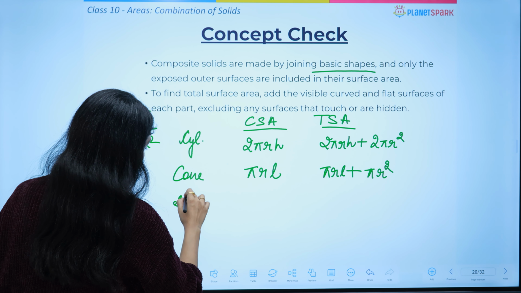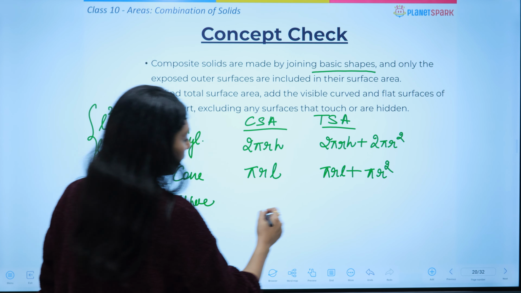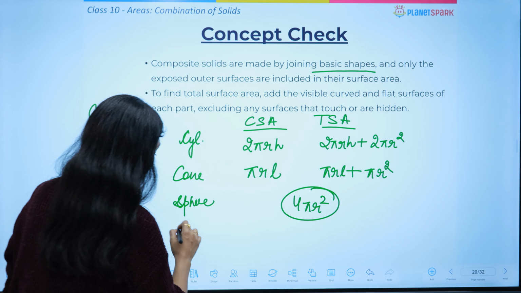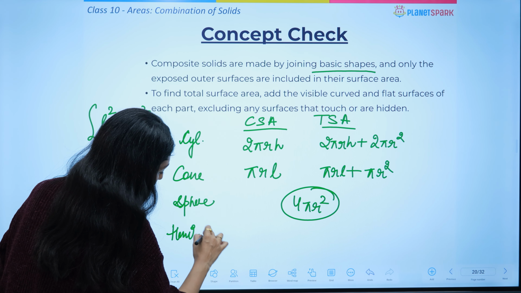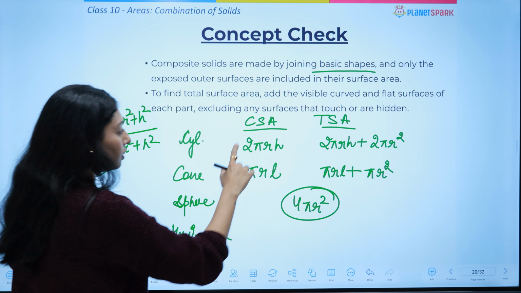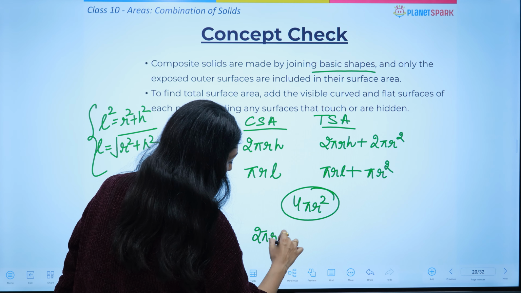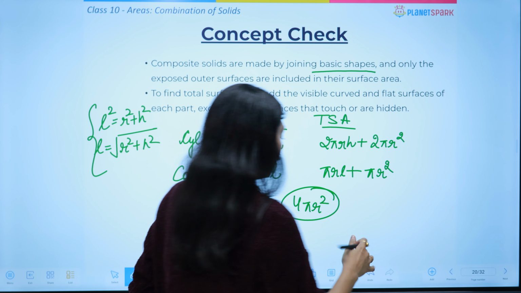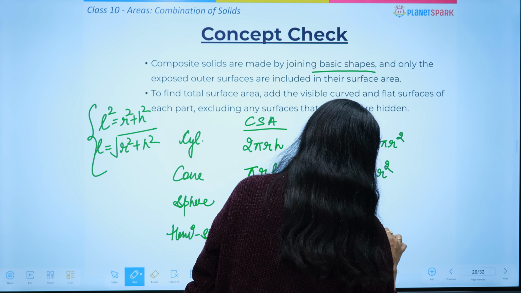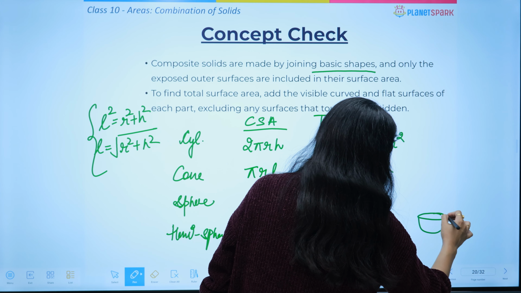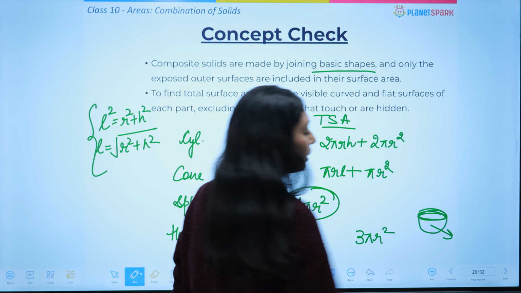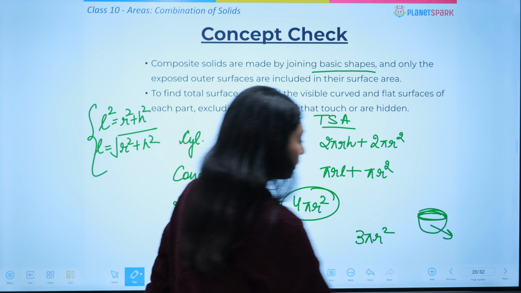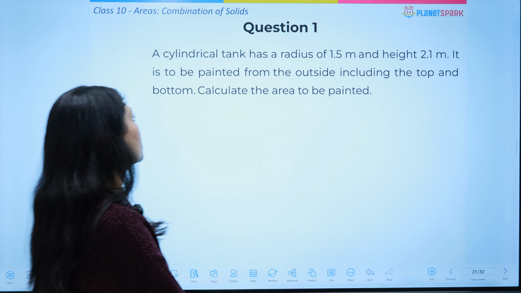In case of sphere, only one surface is there, so area will be 4 pi R square. Right? Hemisphere, everybody, half of sphere, right? The curved surface area, 2 pi R square. And total surface area will be the curved surface area plus the area of the circular base there, which will be exposed when we cut a sphere in half, like this. Right? So, ये area तो हमारे पास है ही, then the circular area is also there. 3 pi R square. Cube and cuboid, very easy, already done in junior grades. So, let's get started with the questions.